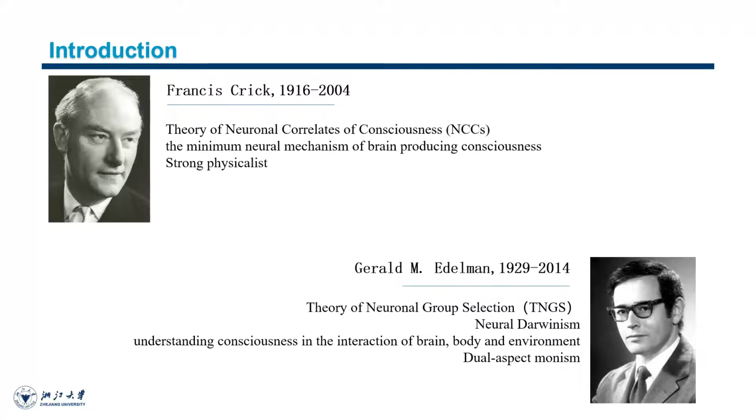Crick chose vision as a breakthrough in the study of consciousness. He searched for the minimal neural mechanism of the brain producing consciousness and put forward the theory of neuronal correlates of consciousness. Meanwhile, Edelman put forward a global brain theory to explain the neural mechanism of the brain producing consciousness from the perspective of evolution, which he called neuronal group selection theory.